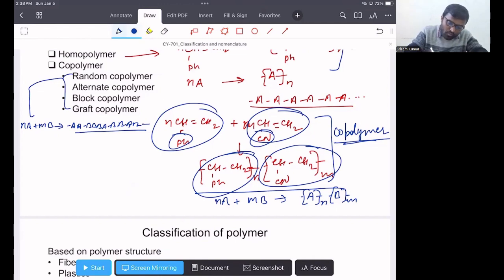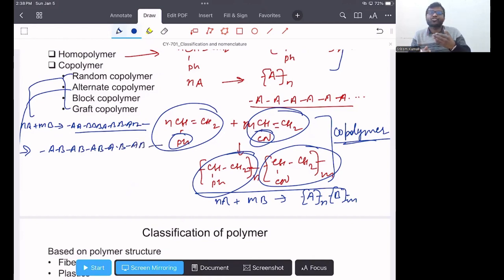In the alternate copolymers, we have B, A, B, A, B, A, B, A, B, kind of the repetition of the monomer in that polymer. So that repeating again and again at a particular interval is called the alternate copolymers.